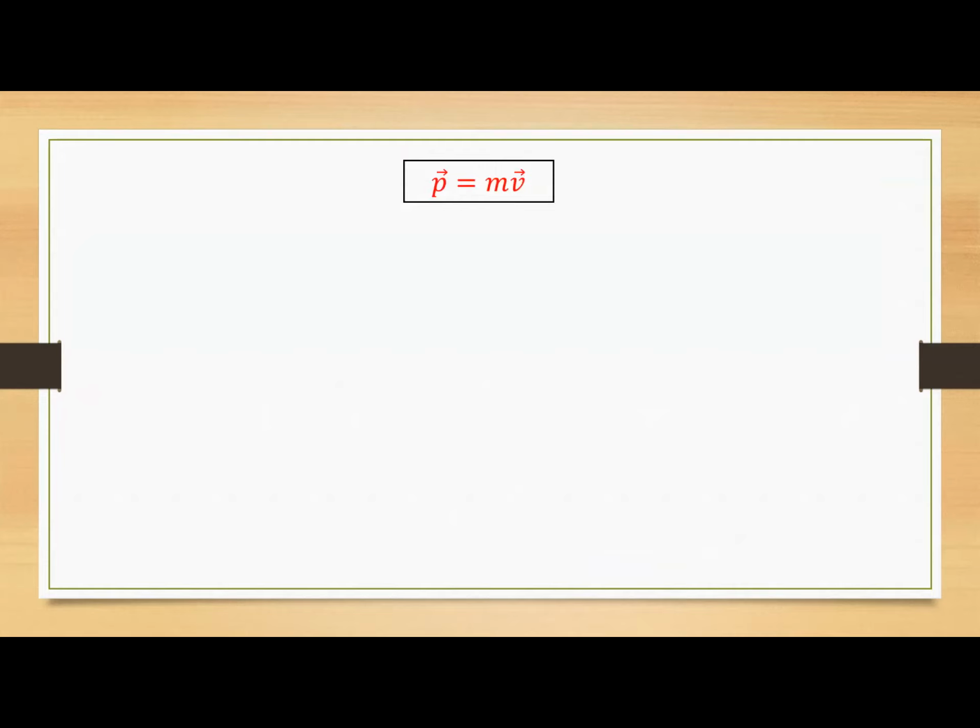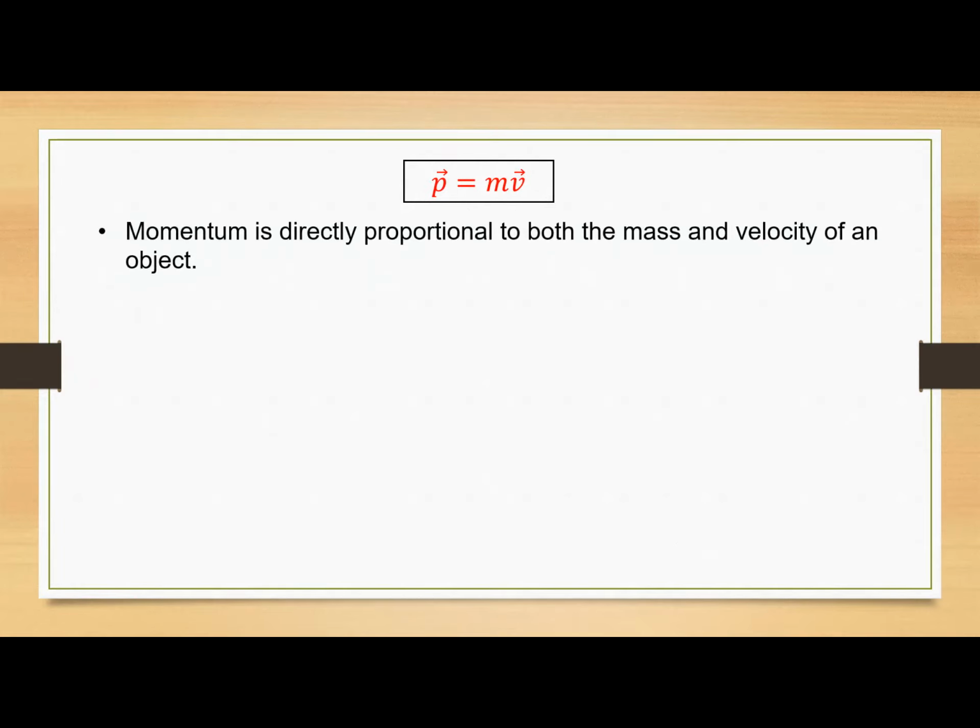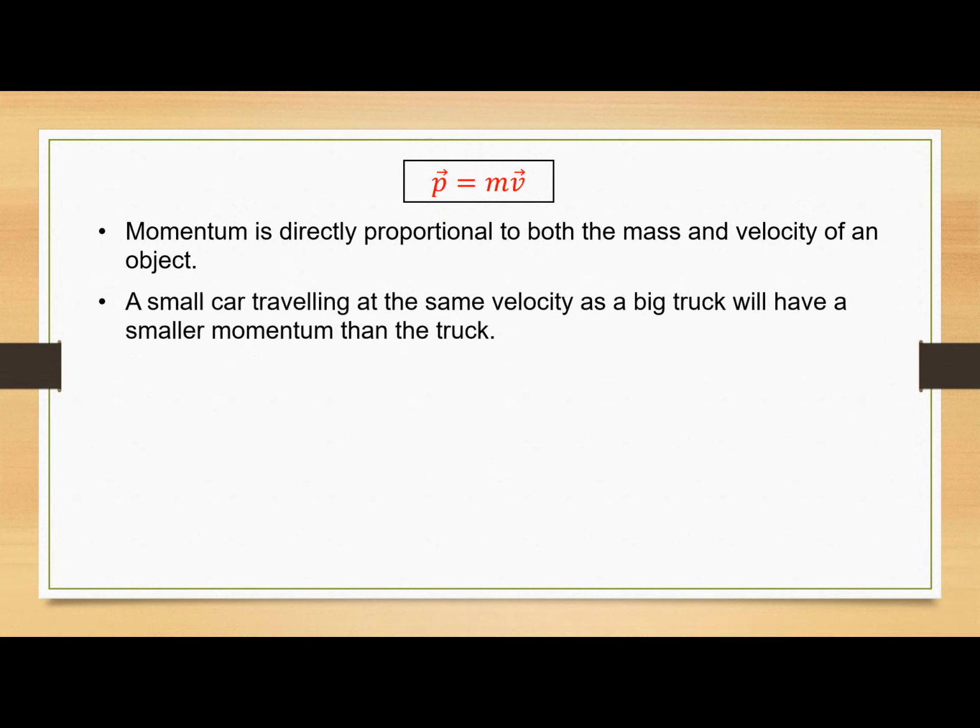Okay, so here's our equation for momentum: p is equal to mv. From there, we can see that momentum is directly proportional to the mass, and momentum is directly proportional to the velocity. If something is directly proportional, it means that if one quantity increases, the other also increases in proportion. So a small car that's traveling at the same velocity as a big truck will have a smaller momentum than the truck.